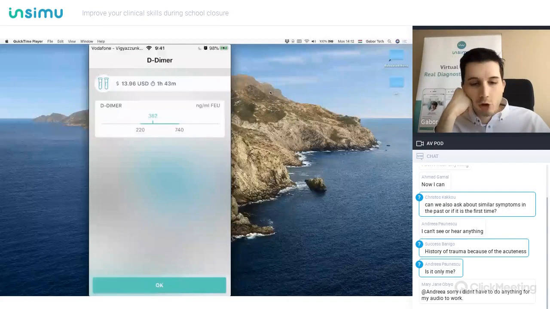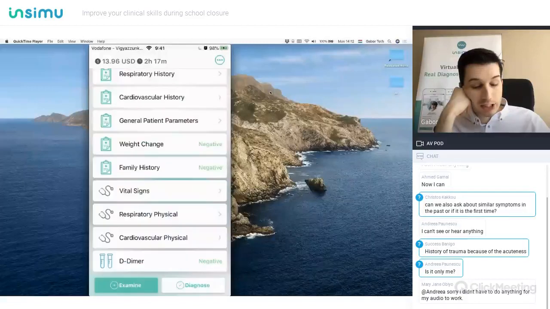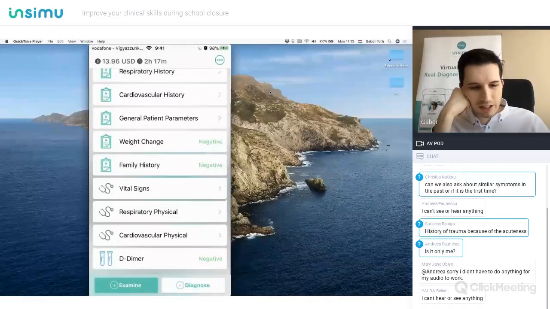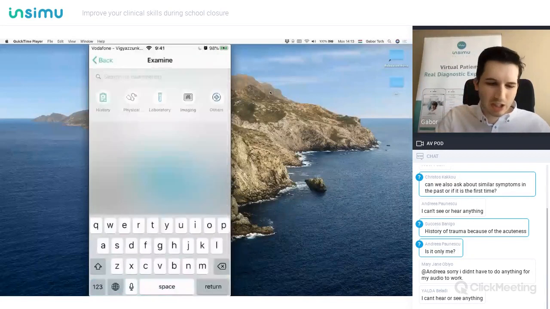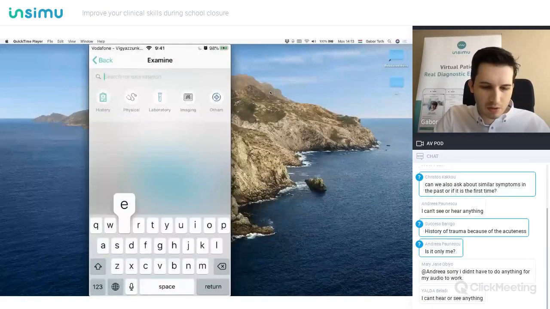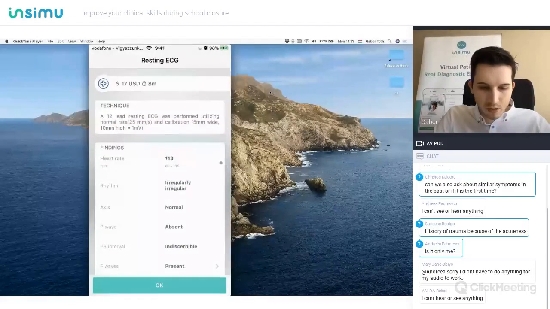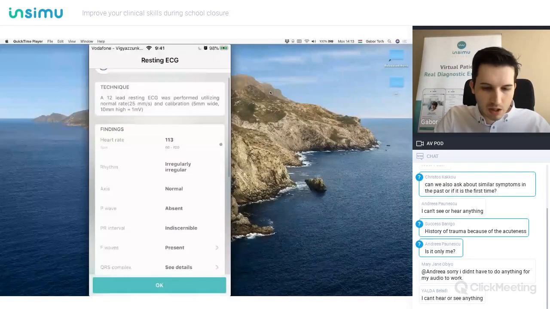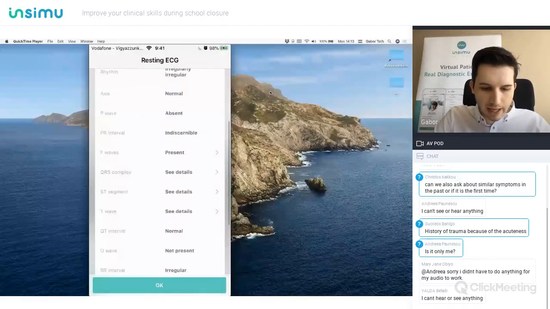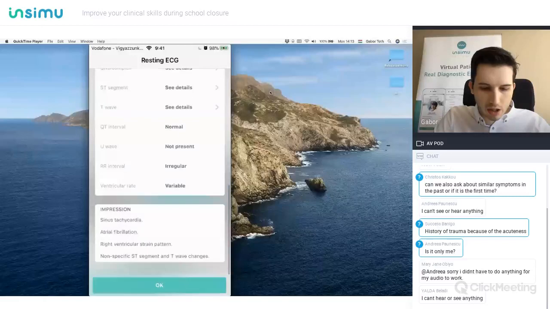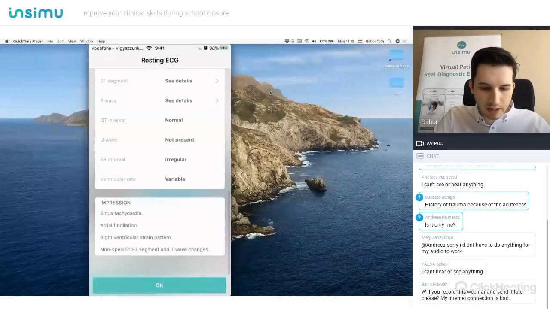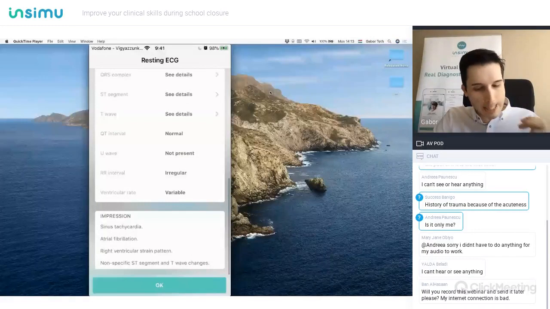I'm not sure about that, but as far as I remember, D-dimer should exclude that. So what else? Still, if it is an MI, I would just order an ECG just to rule that out. Okay, it's a bit irregular, and sinus tachycardia. It's also non-specific ST segment and T wave changes.